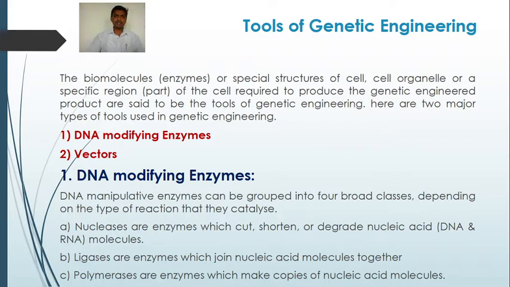Any enzyme used during the manipulation of the genome, the spatial structure of the cell, cell organelle, or a specific region or part of the cell required to produce the genetically engineered product is said to be a tool of genetic engineering. There are two major types of tools used in genetic engineering: DNA modifying enzymes, and the second one, vectors. Here we are going to discuss the DNA modifying enzymes.